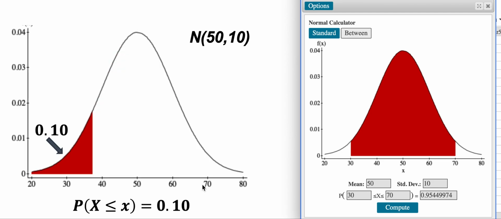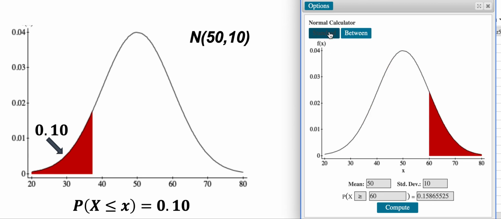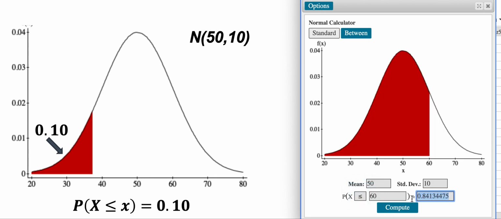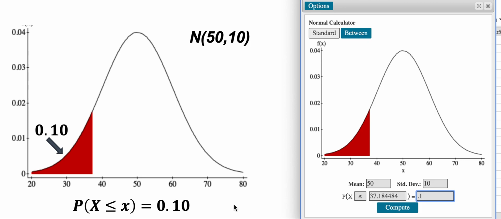All right, looking at percentiles, here looking for the 10th percentile, what is the x value at which 10% of the area is left of the value? So the probability that x is less than or equal to some value is equal to 0.1. So over here, I would choose standard, and I'm doing less than or equal to, and the probability is supposed to be equal to 0.1. And so in that case, I would compute that this x value then must be 37.18.